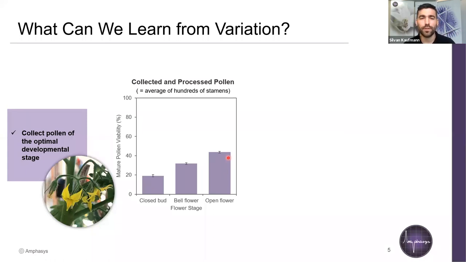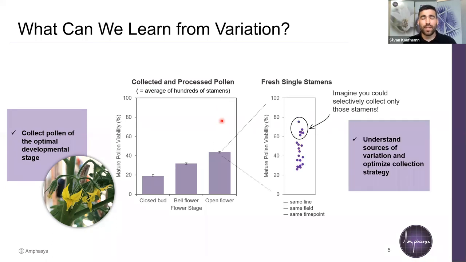So we went back to the field, we collected again numerous flowers, and then we measured the pollen quality of individual flowers, not this processed pollen that comes from hundreds of stamens or flowers, but individual values. And the pattern was really surprising. I didn't expect it to look like this. We had flowers or stamens with viabilities up to 80% and down to almost 20%. Same line, same field, same time point.